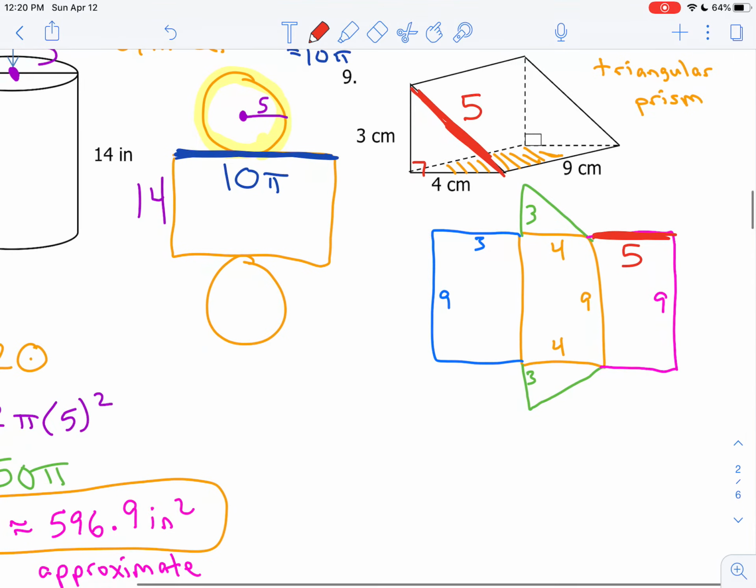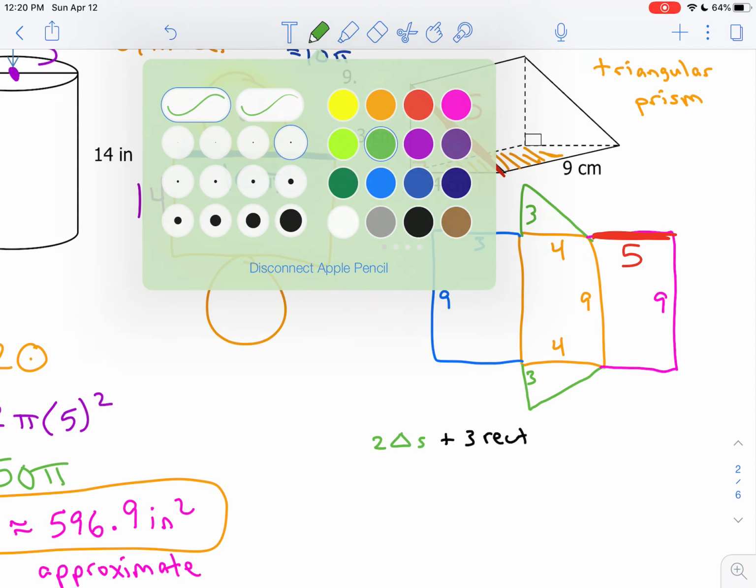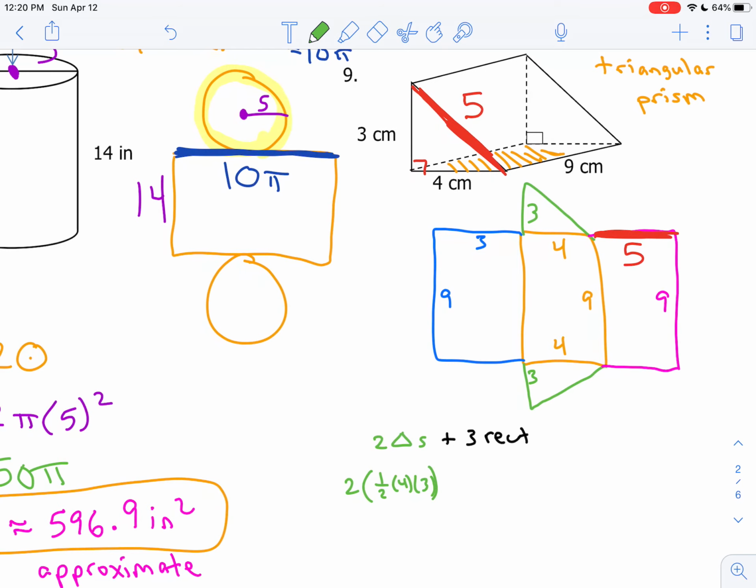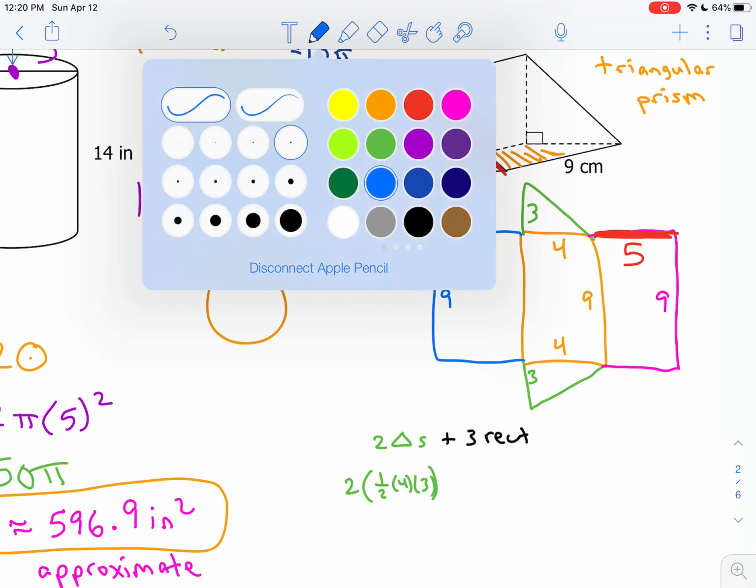So now we have 2 triangles plus 3 rectangles. Maybe I can just use one color for each one. For the triangle, we know the area is 1/2 base times height. So 1/2 times 4 times 3. And it's close enough. And then for our rectangles, let's just go left to right.